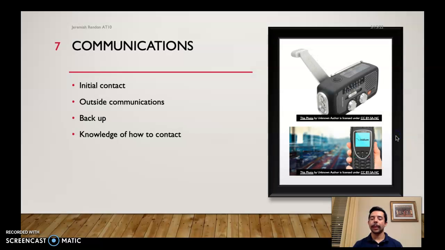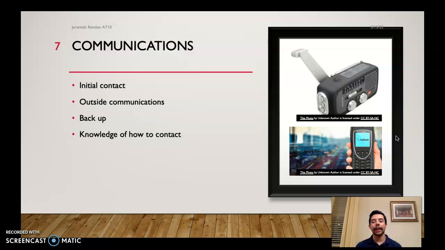And communicating, you should have some way of having initial contact from the outside world. Most of us have TVs and radios within our cars, but it's not a bad thing to have an emergency radio, like a wind-up radio, where you crank it and it's able to keep a charge. We have to have some way of contacting the outside. Most of us think our cell phones are good, but if those crash, we're going to be really lost. That goes into having a backup.